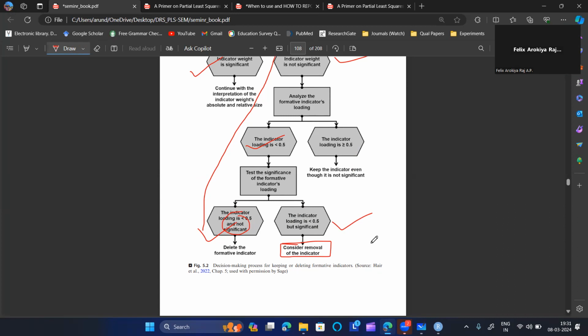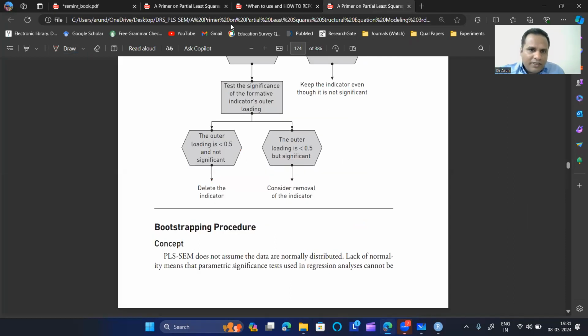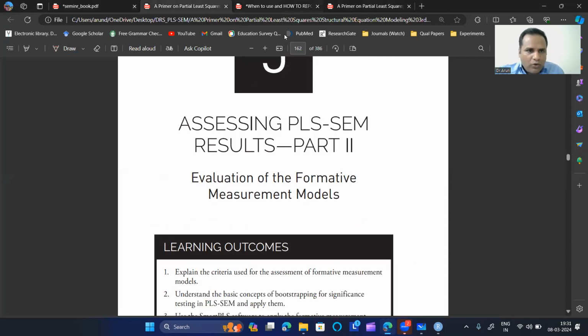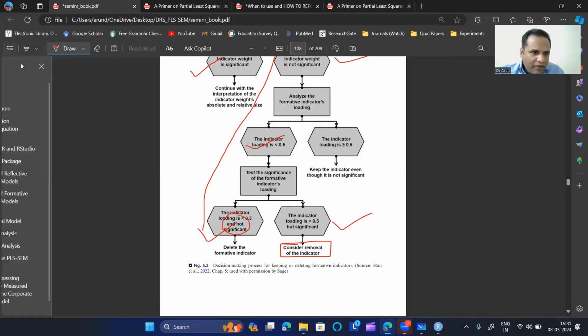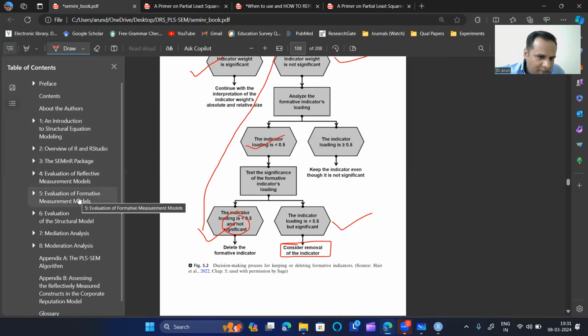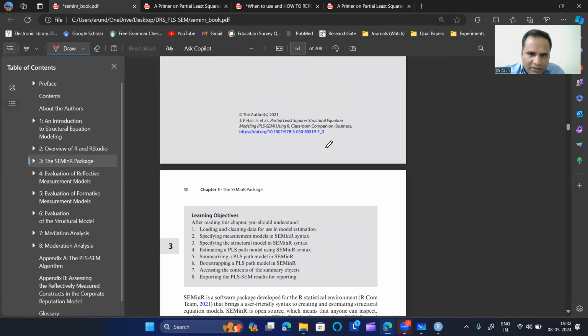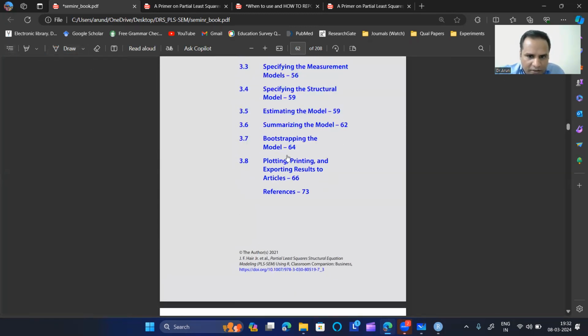Since I have 7 items, do I have the freedom to remove? In this case, yes, you can definitely do it. No harm in doing it. By the way, if I can take you to this particular, read the items. Let's say this is a seminar package.